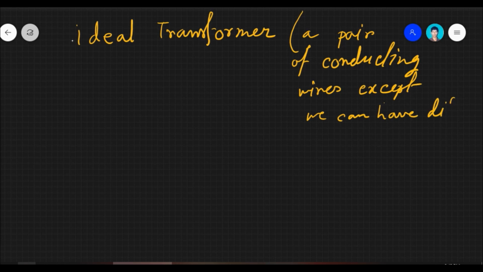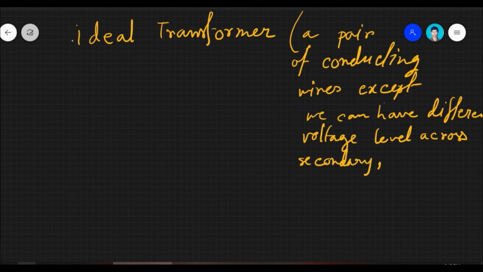Here you can have different voltage levels across the primary and secondary, and also you can have electrical isolation. But other than that, it is almost like a pair of pure conducting wires made up of ideal conductor.